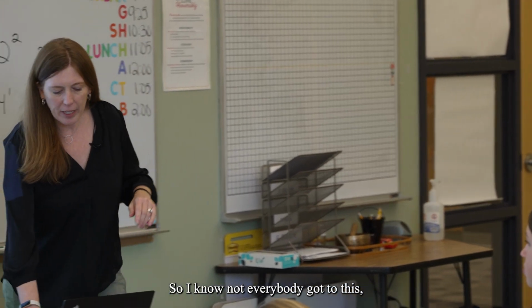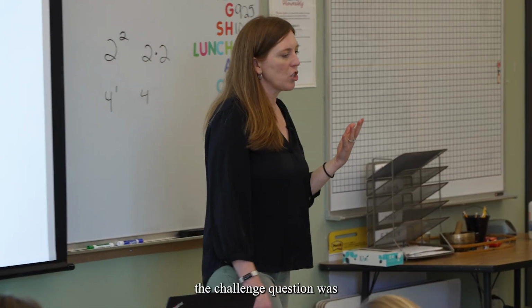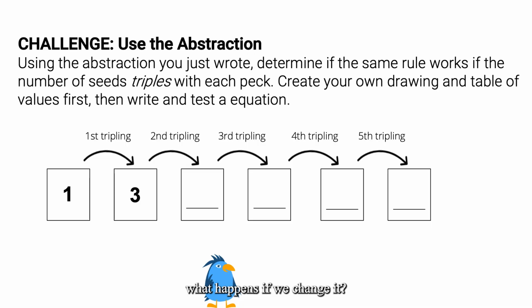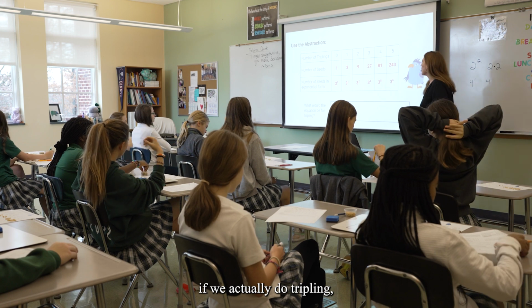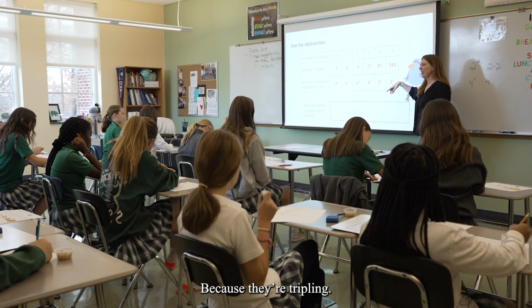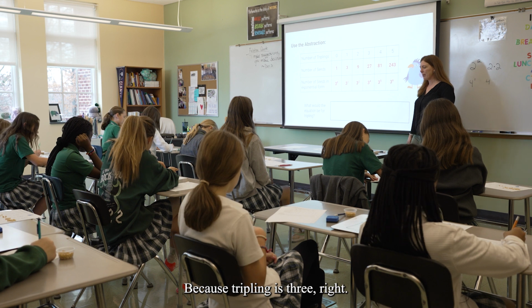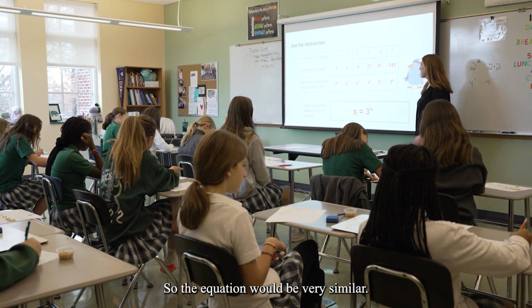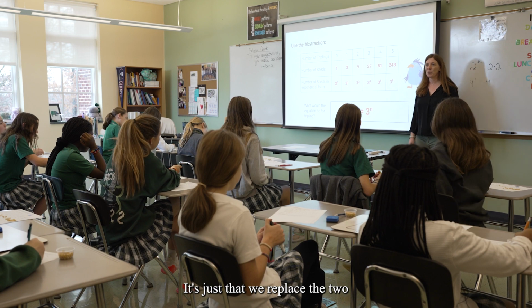So I know not everybody got to this, but the next question, the challenge question, was: what happens if we change it? Can we take that same idea and use it for something besides doublings? And what's the answer? Can we? Yes, because if we actually do triplings, we get a pattern where instead of our base being 2, our base becomes 3. And why is it 3? Because you're tripling. Because tripling is 3, right? So the equation would be very similar. It's just that we replace the 2 with a 3.